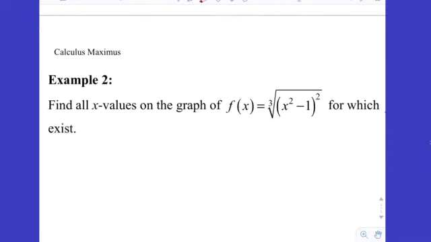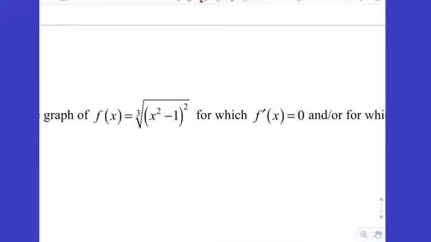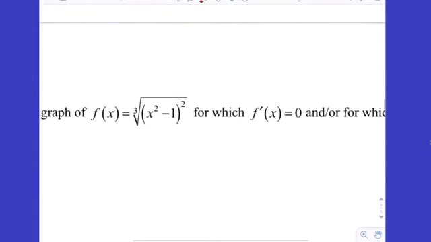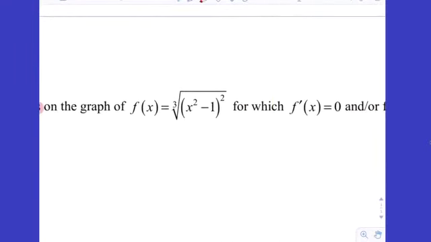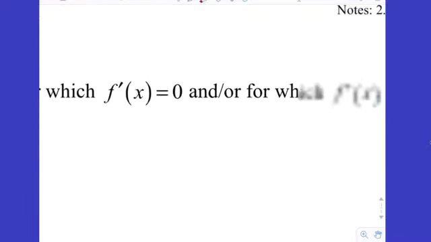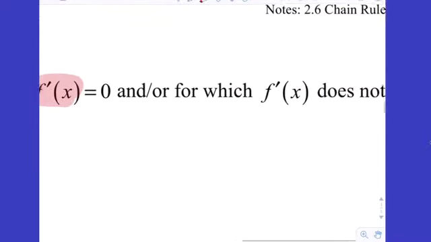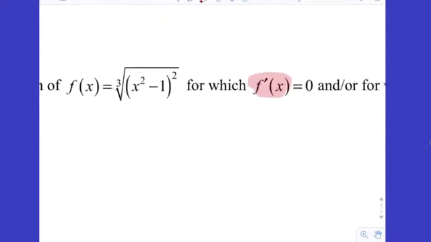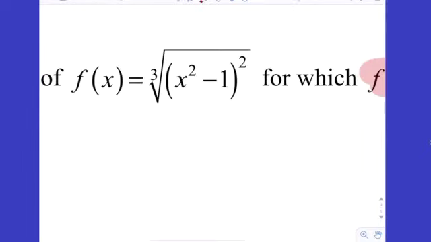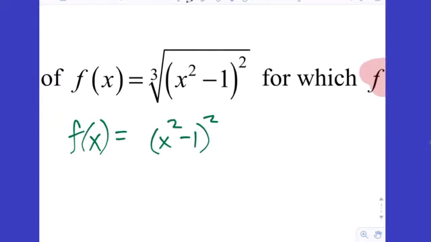Find all the x values, not y values, just the x values, on the graph of this dude for which the derivative is equal to 0 and for which the derivative is undefined. Okay, well, apparently, if I needed to find out where the derivative is 0 and undefined, I need the derivative function. So let's go ahead and do that. I'm going to rewrite it first. Anytime you have a radical, you're going to want to rewrite it as a rational exponent. So we're going to have x squared minus 1 squared all to the 1/3 power.